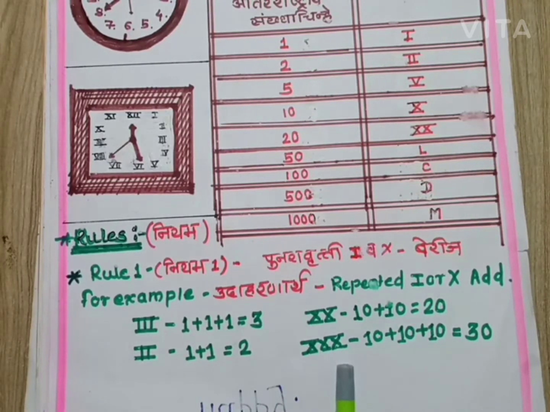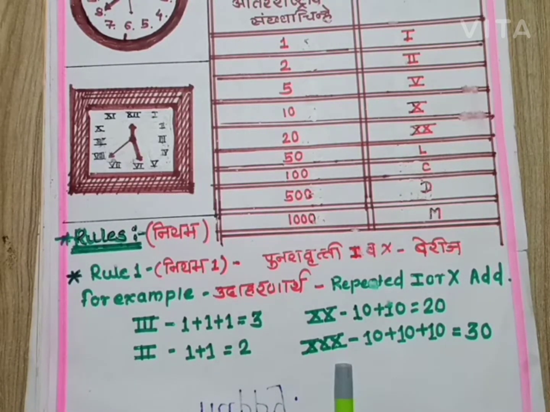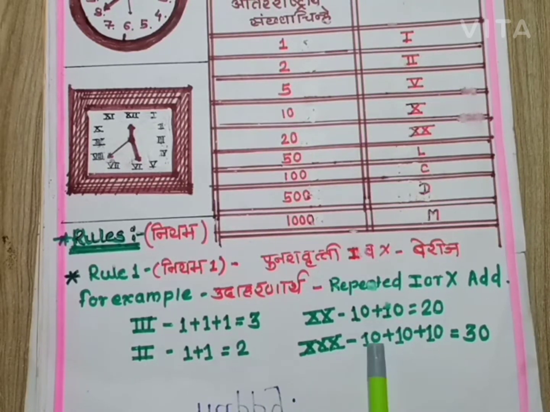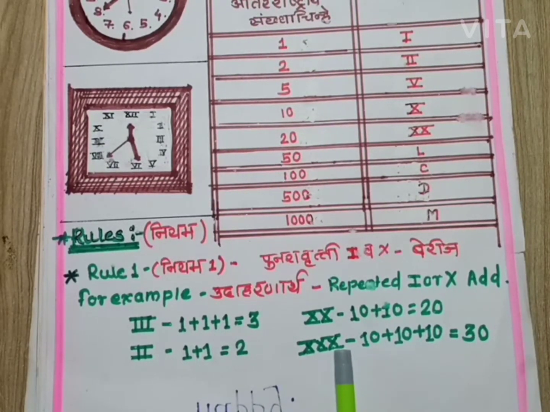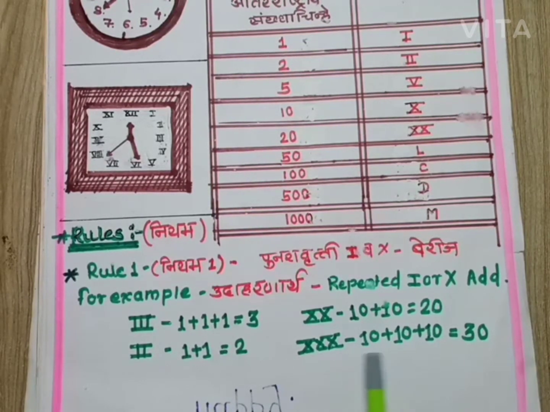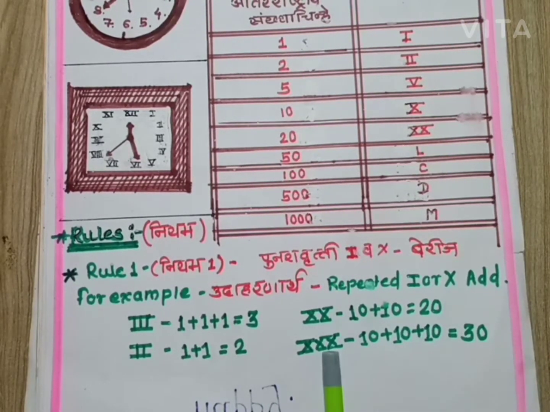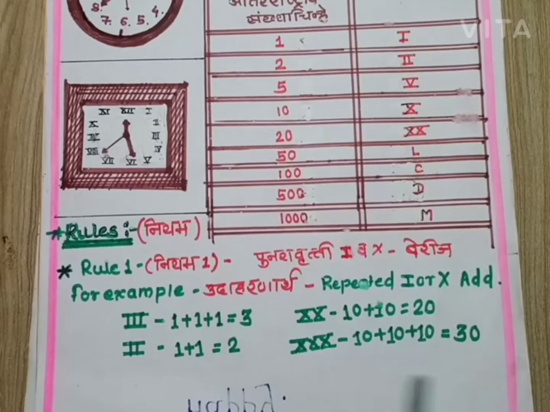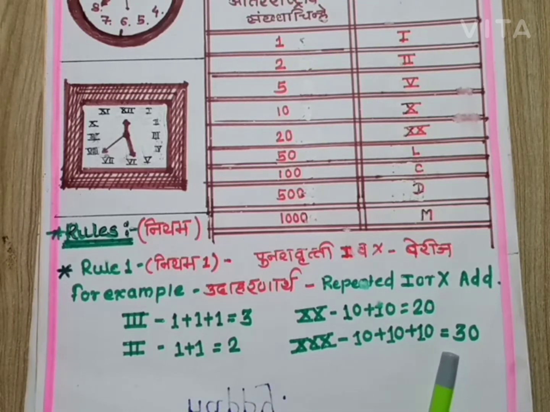Here there is a repetition of X, and by the rule, if there is a repetition, their sum total is the number they make. Each X takes the value 10, and by the rule we have to add them. 10 plus 10 is 20, 20 plus 10 is 30. Thus triple X denotes the value of 30.